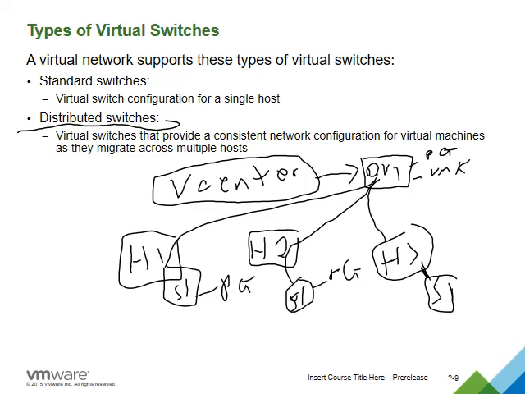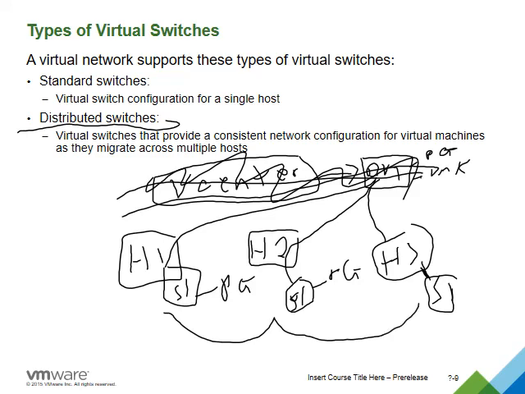Reason for this is if vCenter for some reason went down, or I took it down for maintenance, I just need to update it, and it's gone, my networking still works across my hosts. I just can't make any changes. So that's a big difference between a standard and a distributed switch.